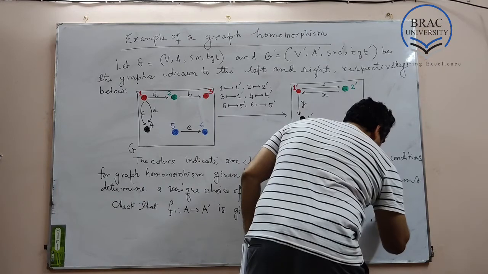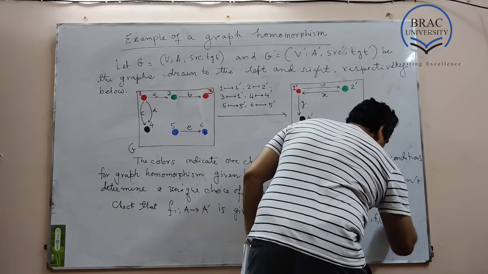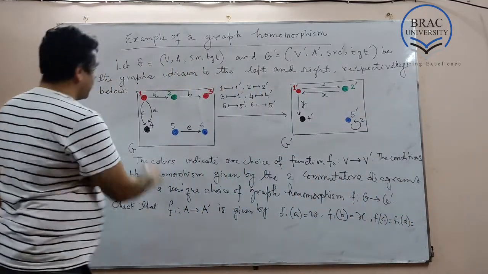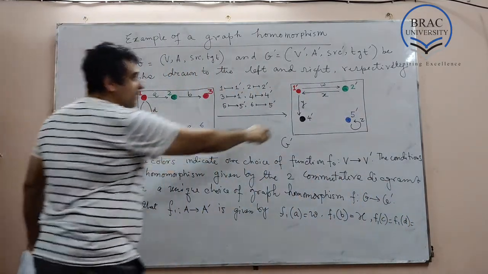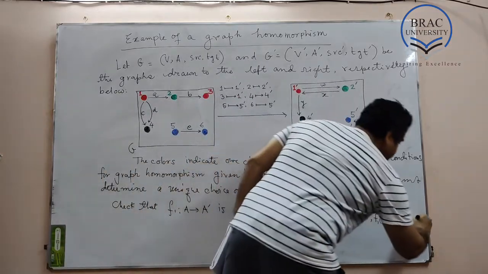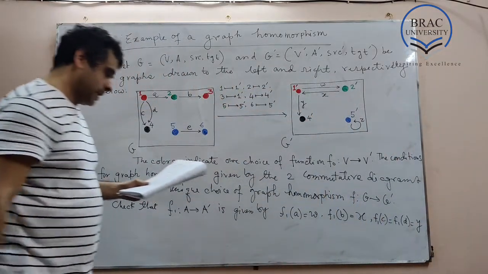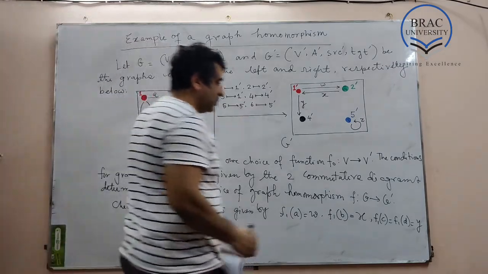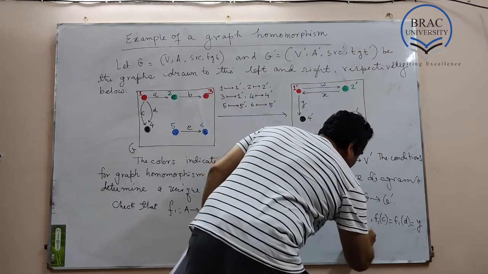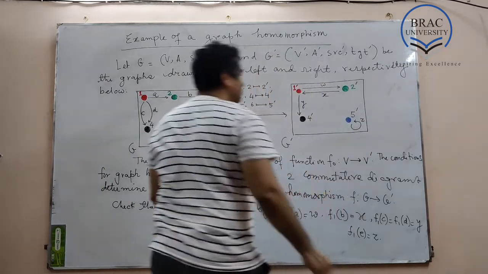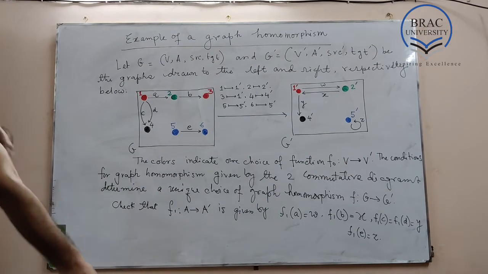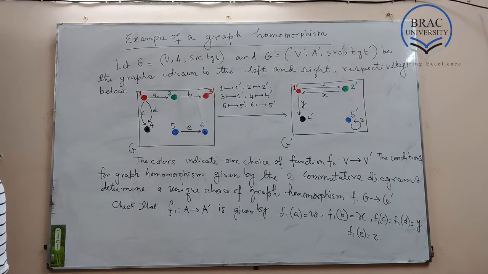F1 of C and F1 of D are both equal to Y, so C and D are both mapped to Y. And E is mapped to Z. F1 of E is equal to Z. So this is the unique graph homomorphism that we have in this case.